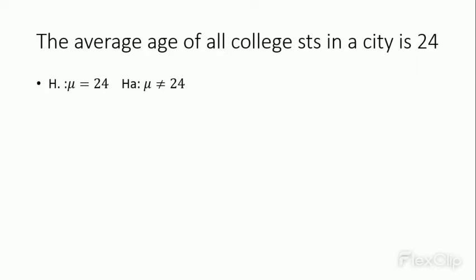Like this claim: the average age of all college students in a city is 24. The null hypothesis, H naught, always has equal, so I will say H naught: mu equals 24. The complement of equal 24, which may be less than or greater than, will be the alternative hypothesis, which is mu doesn't equal 24. So we have an alternative and a null hypothesis.